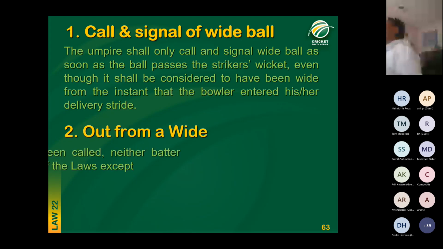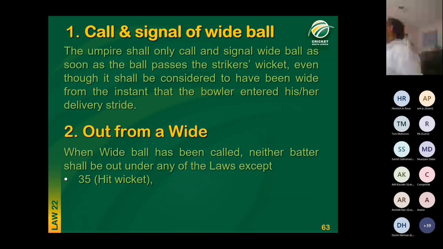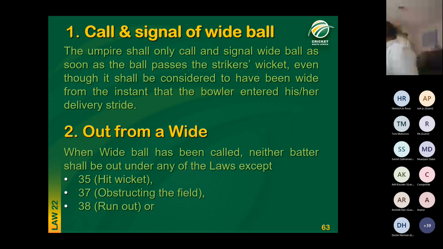How can you be dismissed off a wide? There are four ways. Firstly, hit wicket. Secondly, obstructing the field. Thirdly, run out. And lastly, you can be stumped off a wide.